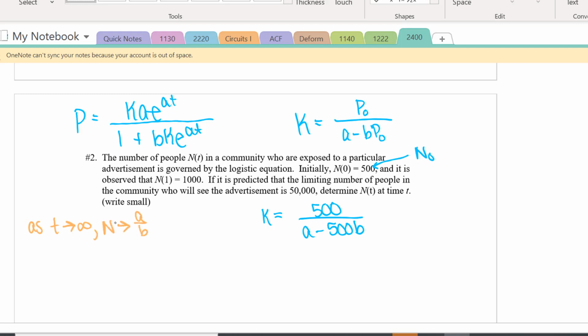I see I have a note here to write small. I have a really hard time writing small when I'm doing things on the computer. I can write small when I'm doing it on paper, not so much when I'm doing it on the computer.